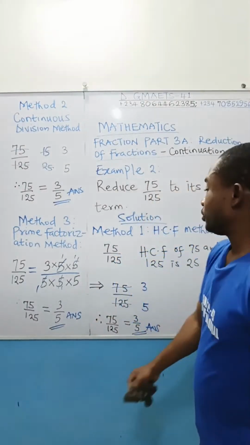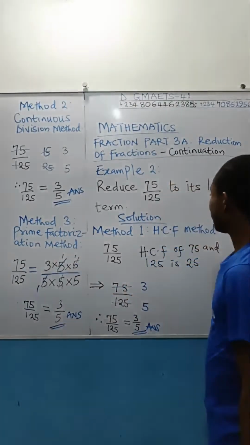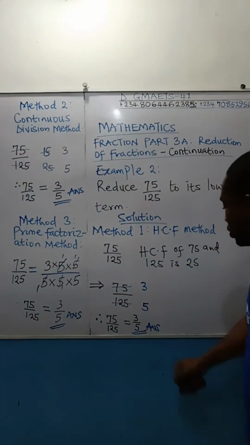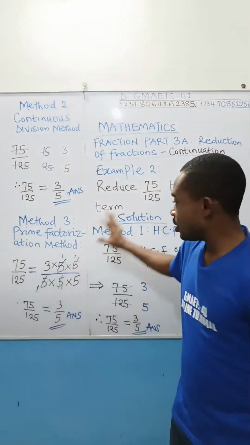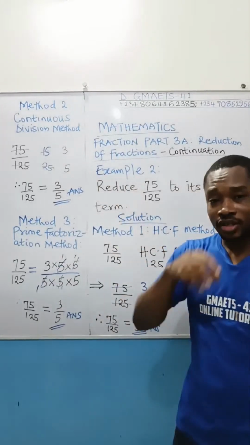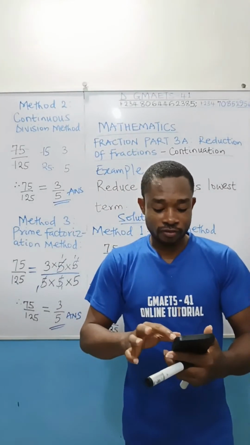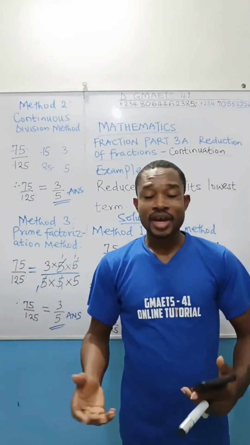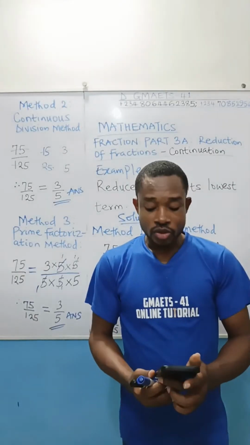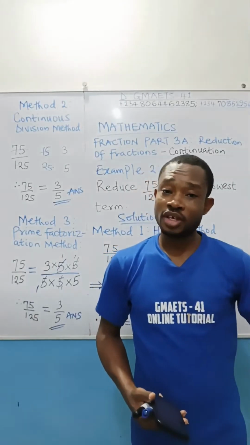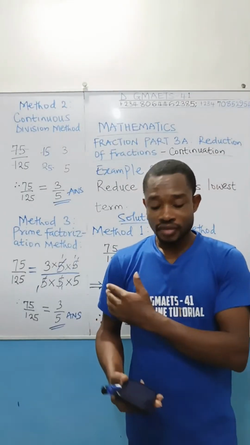All right, so this is how you apply the prime factorization method. Of course, you see that any of these 3 methods you want to apply requires excellent knowledge of multiplication and perhaps the rules of divisibility. Once you have excellent knowledge of your multiplication and the rules of divisibility, these things are 1 plus 1.